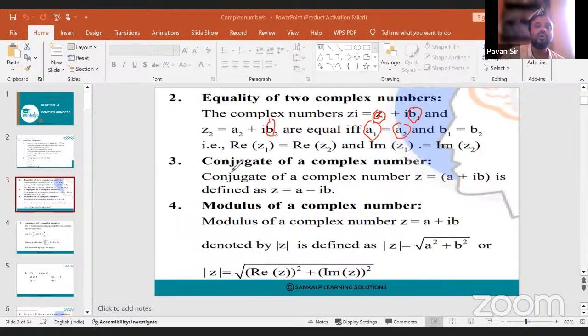Next one, the conjugate of a complex number. The conjugate of the complex number z is equal to a plus ib, is defined as z bar equal to a minus ib. Conjugate in the sense just reverse the sign. Okay. Next.